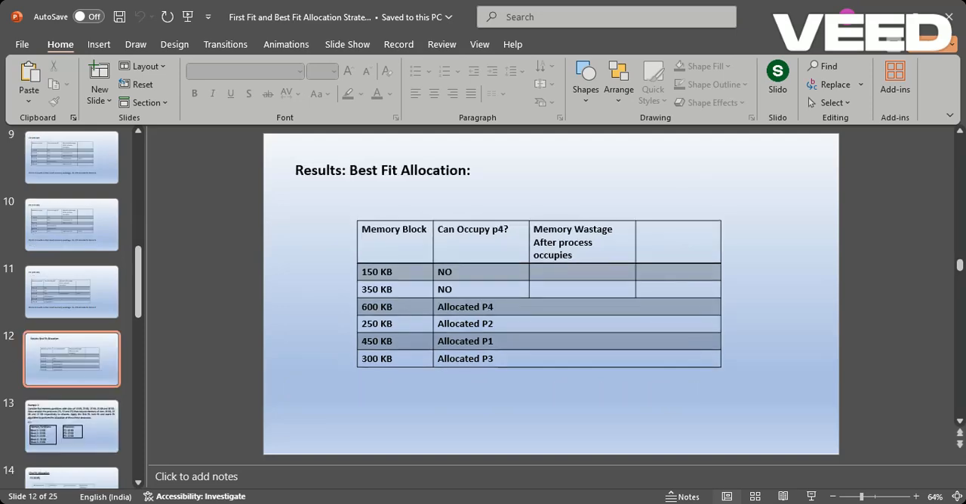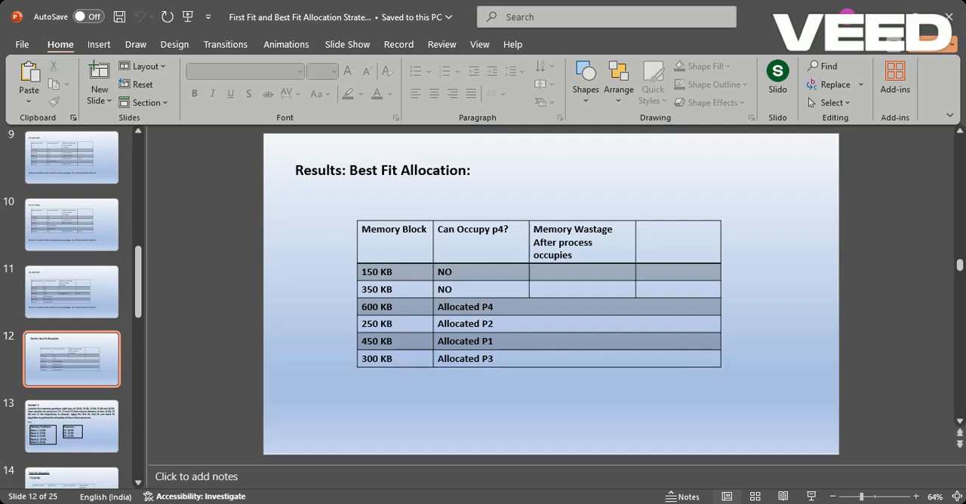Okay. So after the best fit allocation, we got the result like this: the first two blocks are not able to be assigned any process. So the next four blocks, blocks 3, 4, 5, and 6, are allocated. Block 3 is allocated P4, block 4 is allocated P2, block 5 is allocated P1, block 6 is allocated P3.